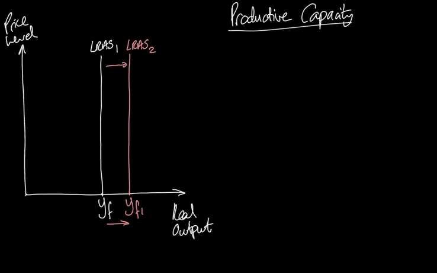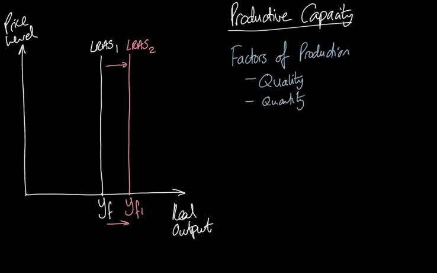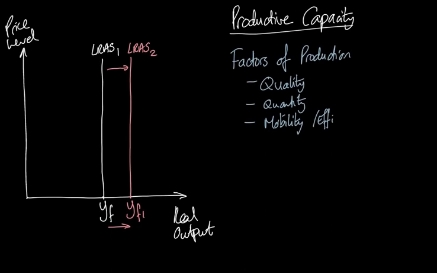So what can we do in order to be able to do that? Well, there are a few factors, and the way I find to break them down is to think about, firstly, the factors of production. Think about them in three different ways. Firstly, the quality of them. Secondly, the quantity of them. And thirdly, the mobility and the efficiency of their movement.